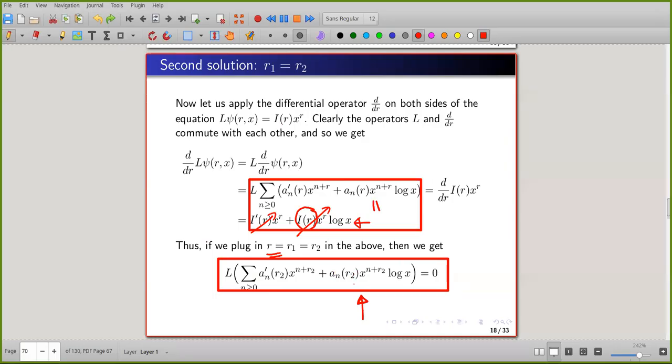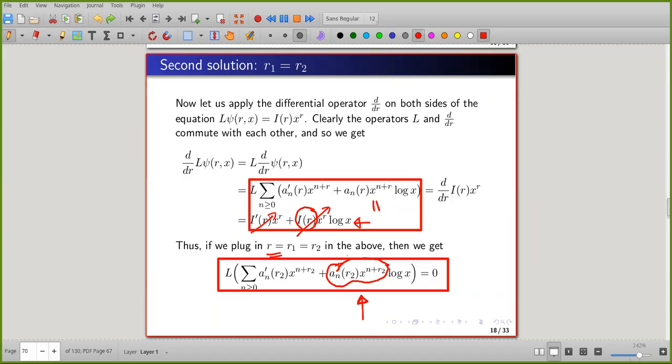Okay, it's not so clear, but anyway, this is the second independent solution. This is going to be different, because our first solution was exactly this: R1 is equal to R2, and our first solution was this thing.